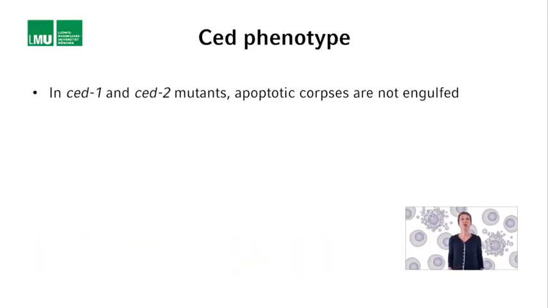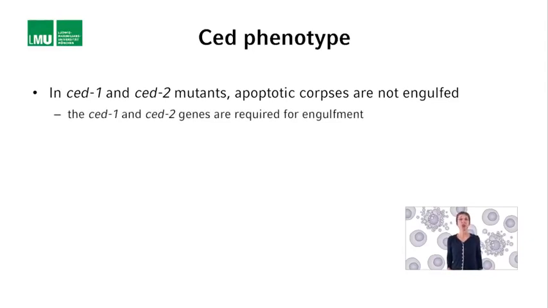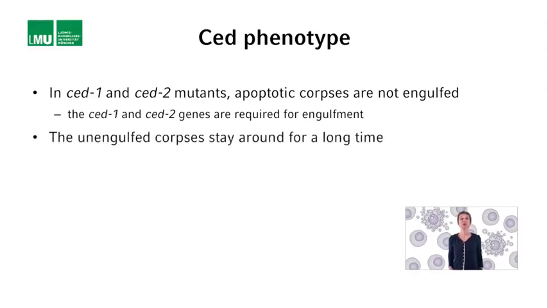In ced-1 and ced-2 mutants, apoptotic corpses are not engulfed. These two genes are therefore required for one aspect of the last step in apoptosis, the engulfment of the apoptotic corpses. What happens to these unengulfed corpses? They persist for a long time. And this can easily be seen in L1 larvae by DIC microscopy.